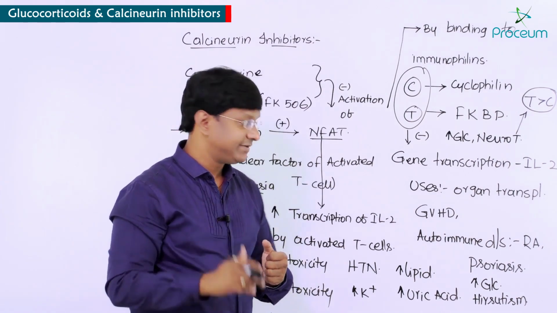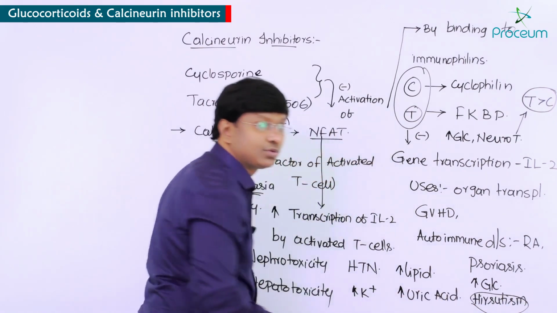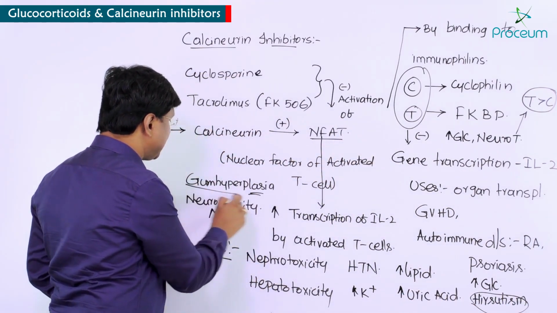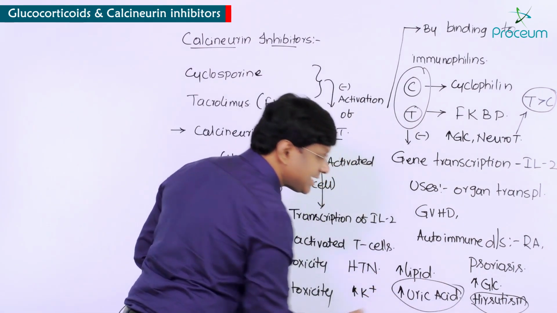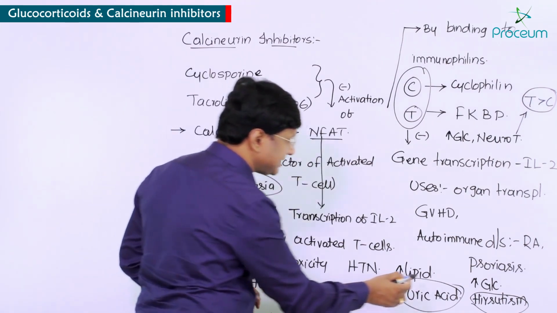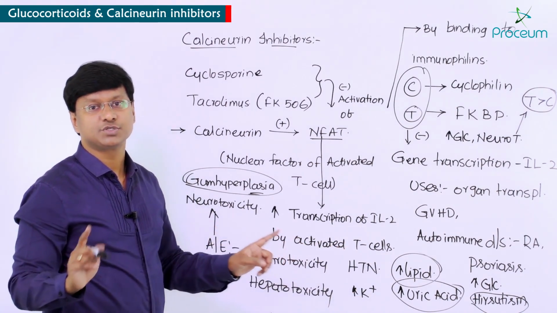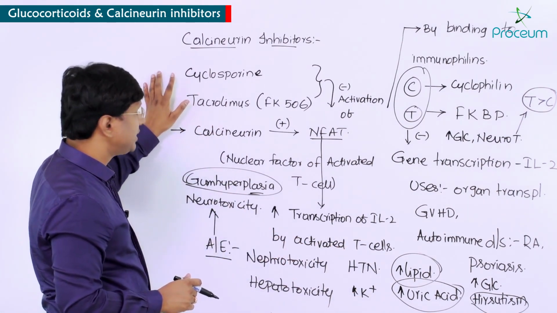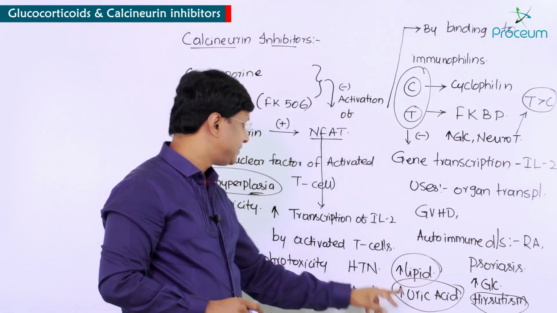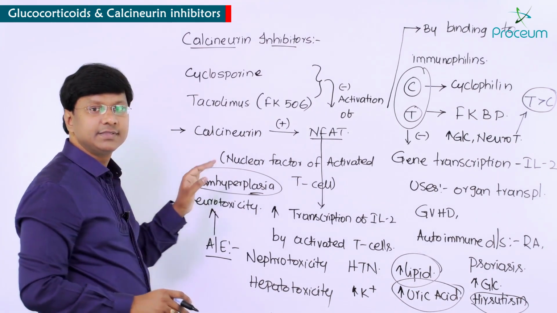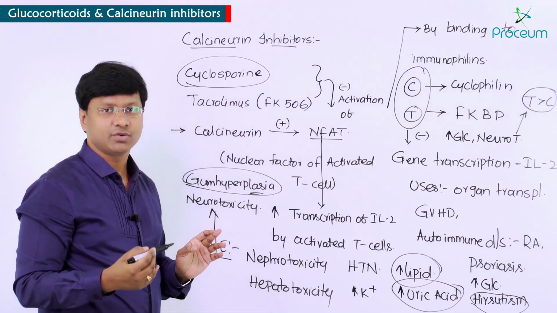Whereas the other adverse effects like hirsutism, where there is excess growth of body hair, gum hyperplasia, hyperuricemia and hyperlipidemia are not caused by tacrolimus; they are caused by cyclosporin. So remember, hirsutism, hyperlipidemia, hyperuricemia and gum hyperplasia are mainly caused by cyclosporin but not tacrolimus.